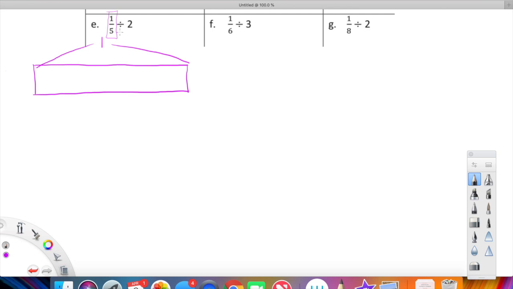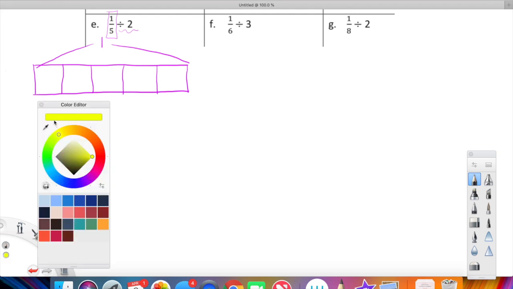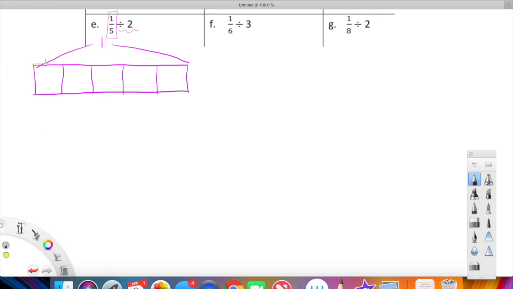We are going to be dividing, as you can see, 1/5 by 2, but first I need to show 1/5, which means I need to chop this one whole into 5 equal pieces. So I have 1, 2, 3, 4, 5. I am going to highlight 1/5. So that is 1/5. And how is 1/5 being divided? Well, it's being divided by 2. So I'm going to go ahead and chop each of my 1/5, each of my fifths, into 2 equal parts.